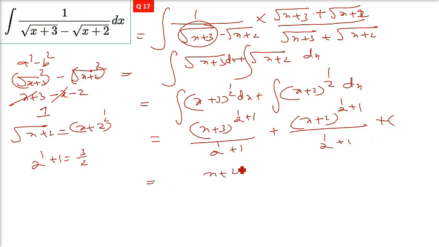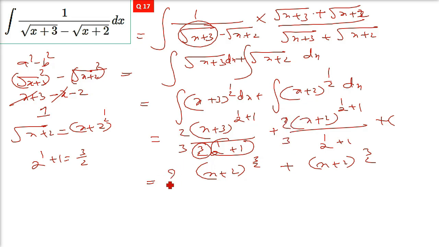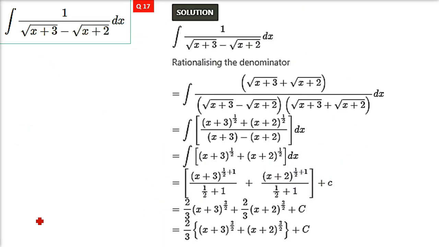So (x plus 3) to the power 3 by 2. Here also (x plus 2) to the power 3 by 2. This half plus 1 in the denominator, we will take them common, and this 3 by 2 goes up and it will become 2 by 3. So 2 by 3 you can take common. Inside you will get (x plus 2) to the power 3 by 2 and (x plus 3) to the power 3 by 2. Please remember, this is what we have just done. The main idea is to rationalize the denominator.